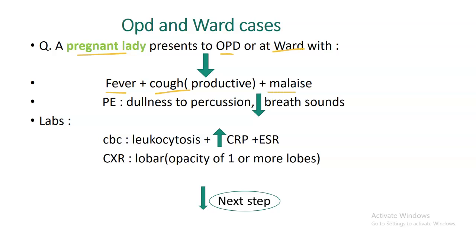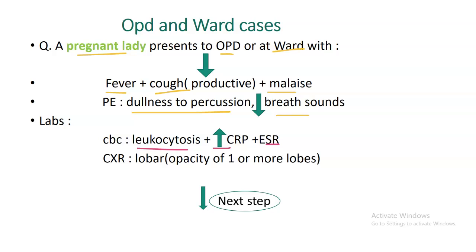In physical examination, you found there is dullness to percussion, breath sounds are decreased. You can also find crackles, and there will be tachypnea, dyspnea. The patient can have certain other features also. Then you decided to do the labs. On the labs, you found leukocytosis, CRP has been raised, and ESR has also been raised.